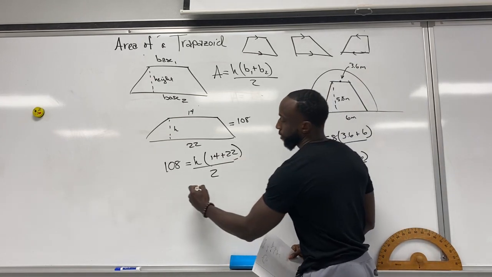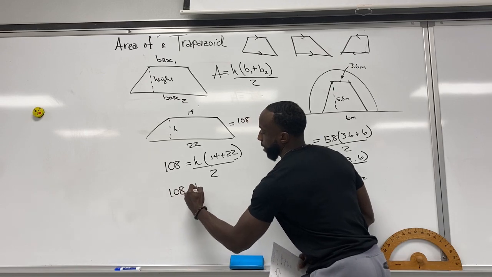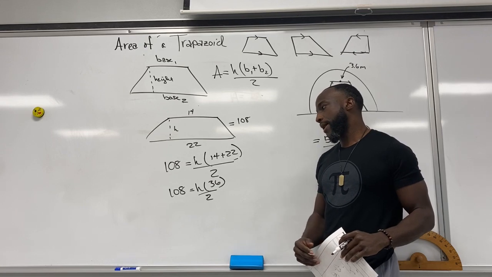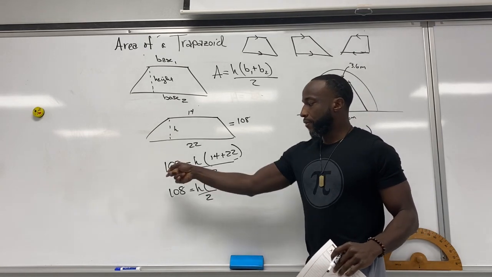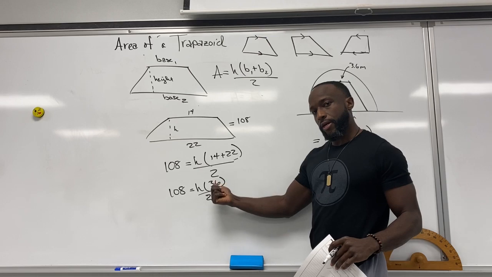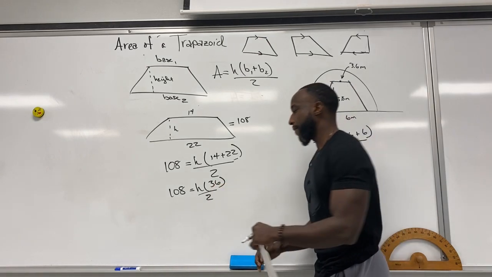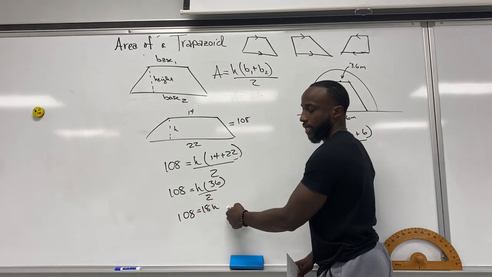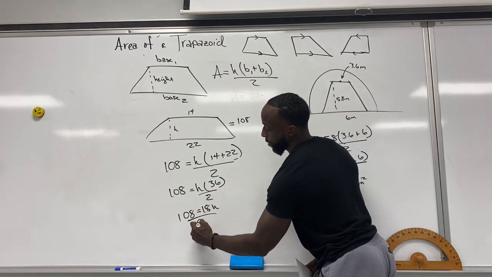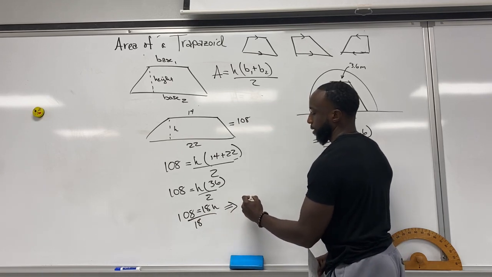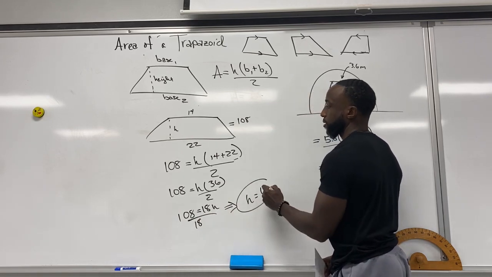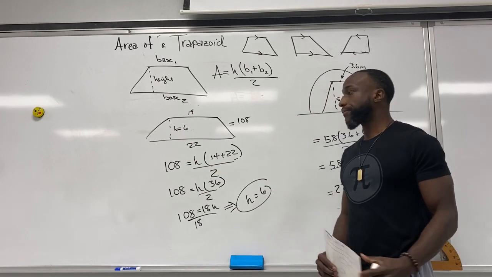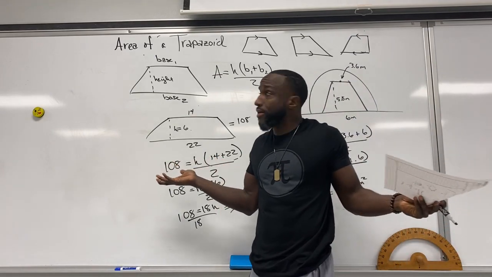So 14 plus 22 is 36, so 108 equals h times 36 over 2. Continue doing the math. You don't have to throw it over there because these are both even numbers. You can divide this by 2. All right. So if we simplify it, we get 18h. 36 divided by 2 is 18. Last part, divide by 18. h equals 6. So the missing height was 6 units. Okay. And that's pretty much the area of the trapezoid.